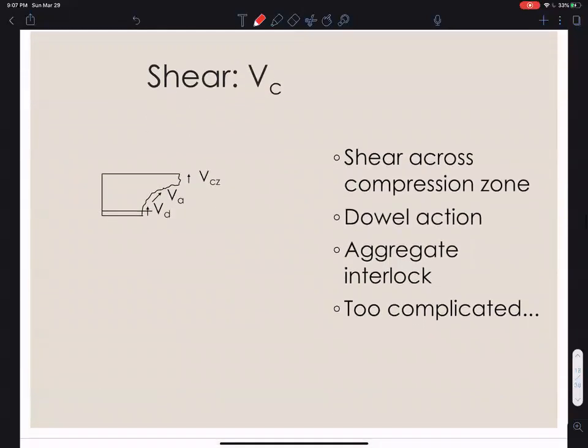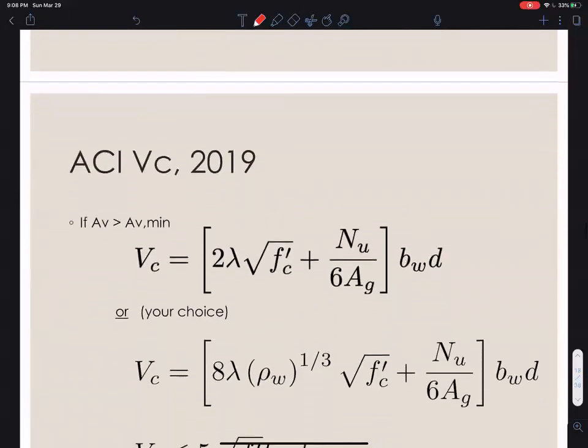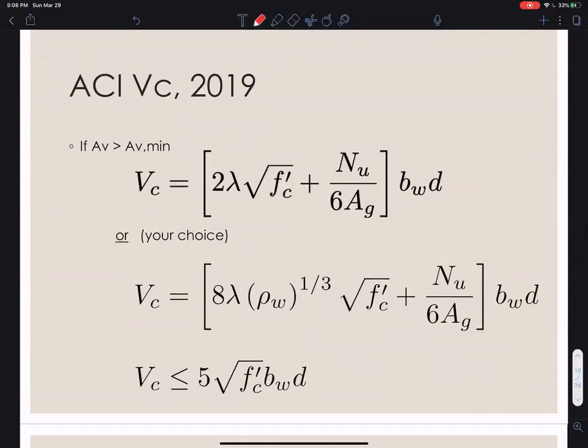Okay, shear strength of the concrete has components of shear across this compression zone, Vcz. There's a dowel action, Vd, and there's aggregate interlock, Va. And so it's very complicated. We can't ferret those out individually. And so we have this equation here that I just talked about in the previous video on Vc. This is what we're going to have.